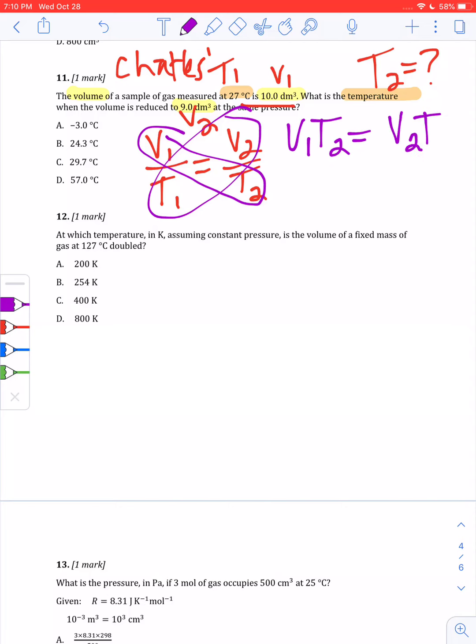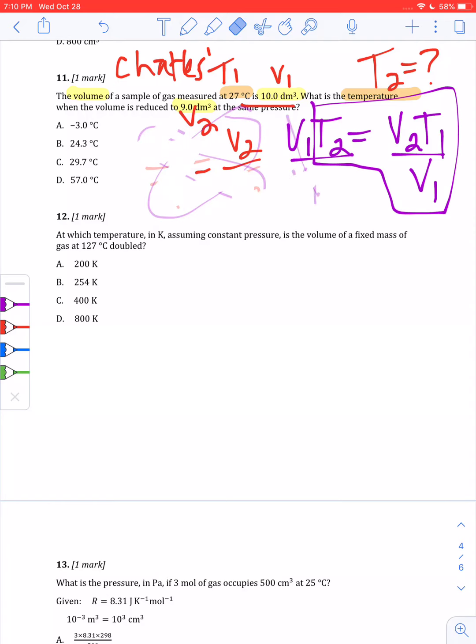So I'm going to rewrite it. I have V1 times T2 equals V2 times T1. And then to solve for T2, I would divide both sides by V1, and that is going to give me just T2 on this one side. So now I know that's how my equation should be set up, and now I can plug numbers in. I'm going to clear off some space over here.